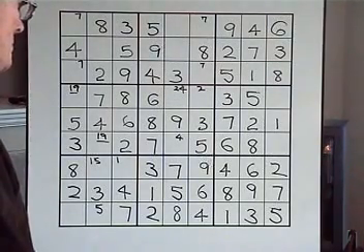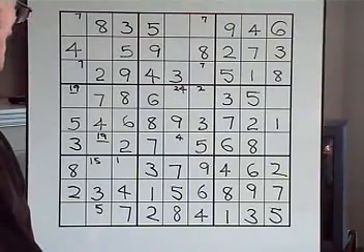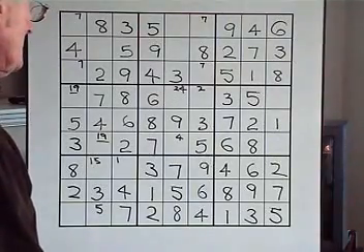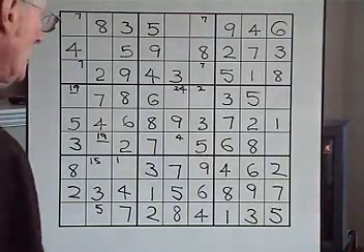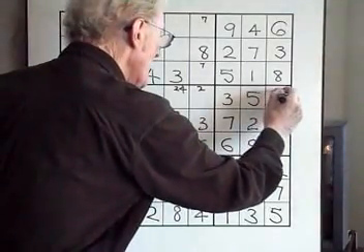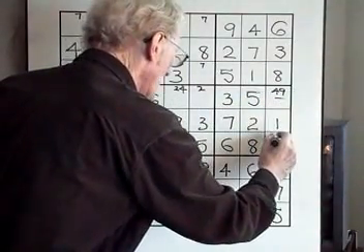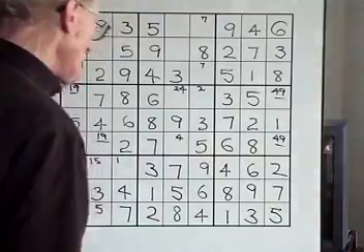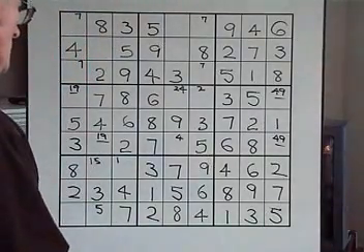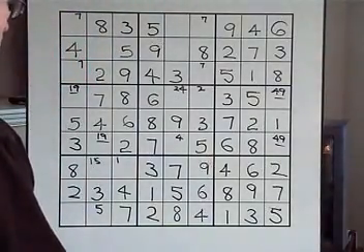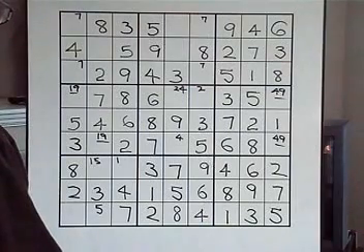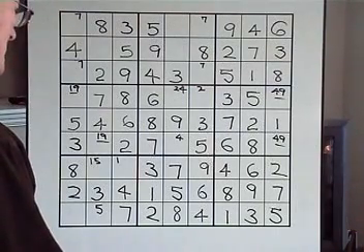1, 2, 3, 4, 5, 6, 7, 8, 4 and a 9. So let's put the 4 and a 9 in. What are the ramifications there? Well, we'll have to see. Can't see anything right now.